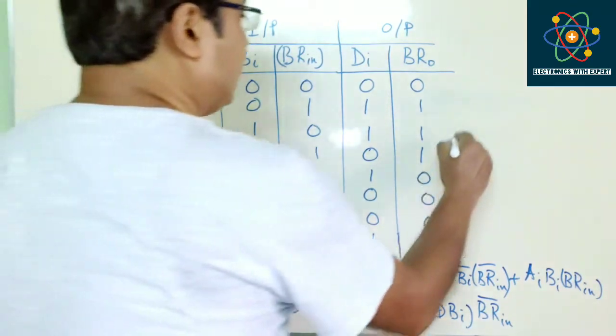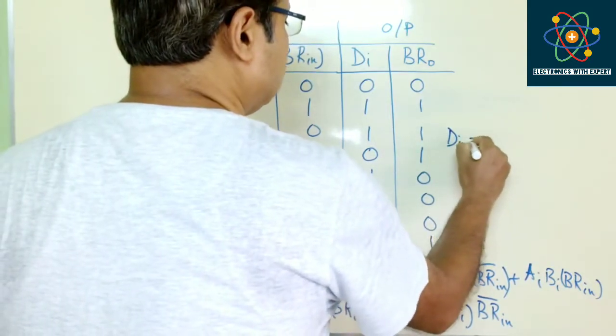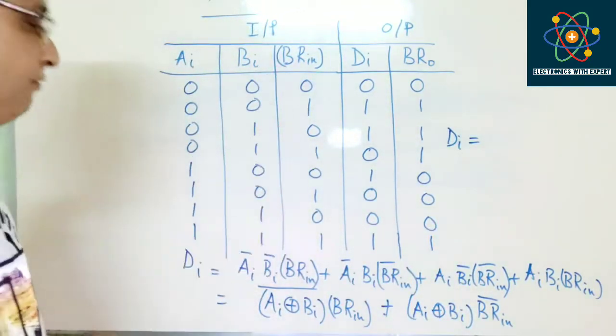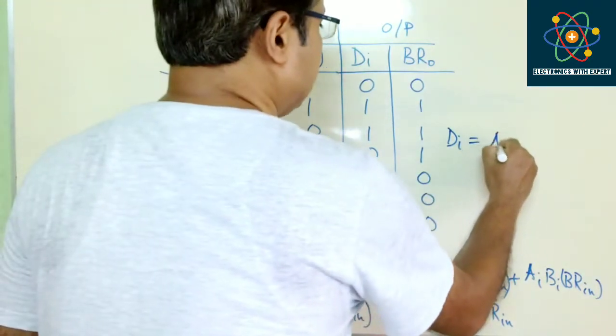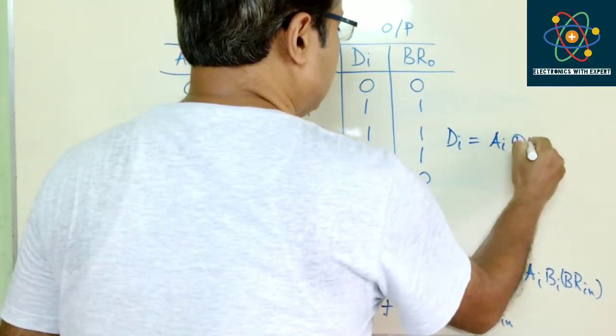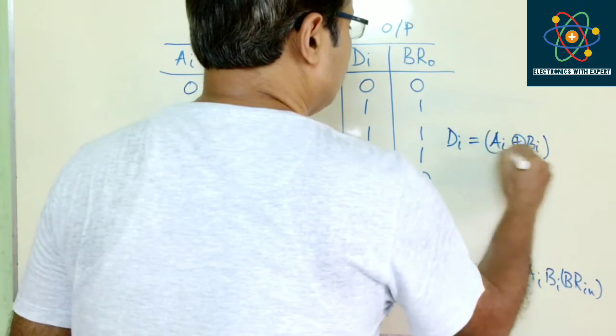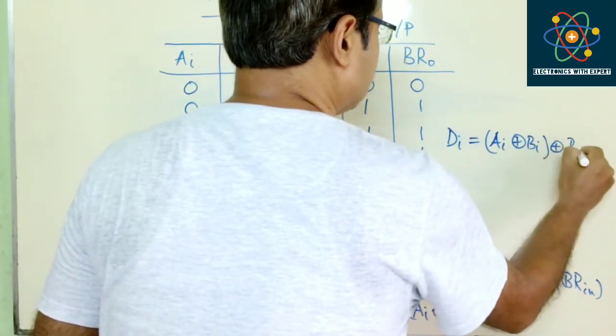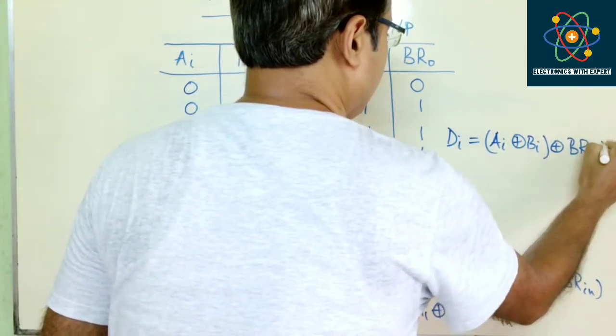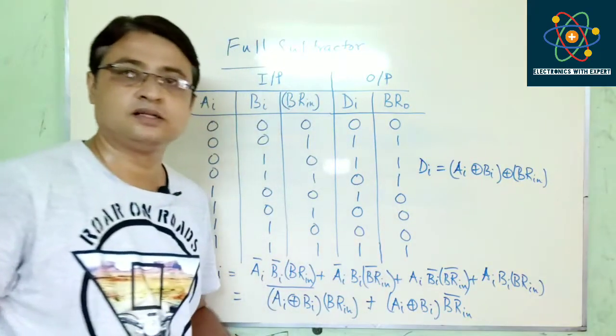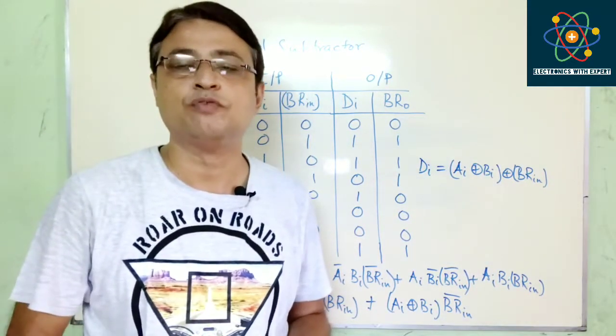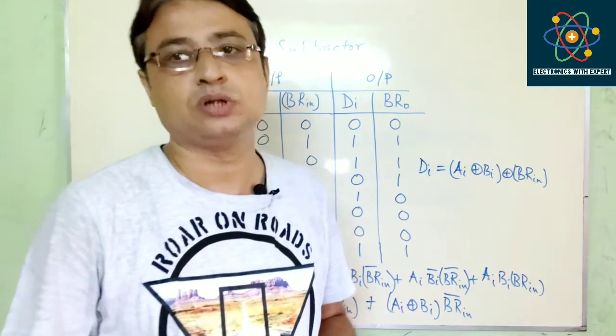So this is the final output expression for the difference of a full subtractor circuit, that is Ai exclusive Bi exclusive borrow in. I think it is clear to you all. So let's move on to the borrow out expression.